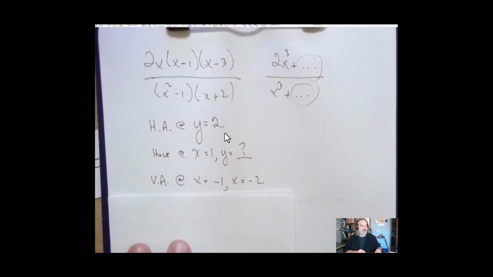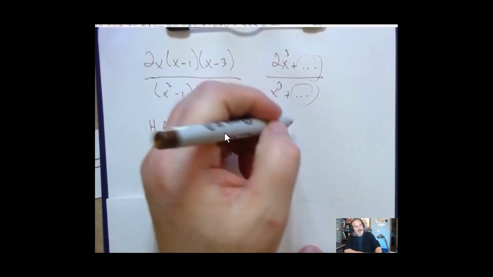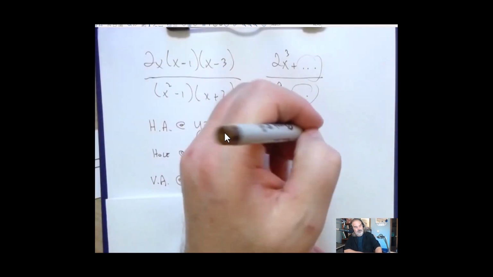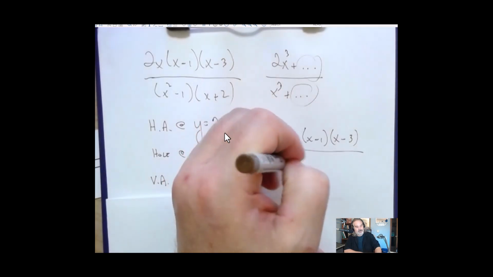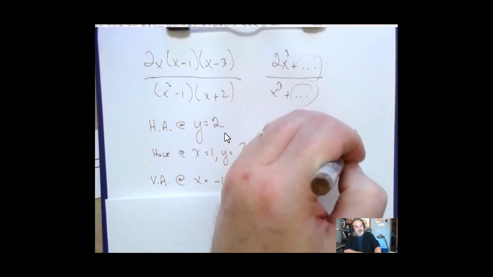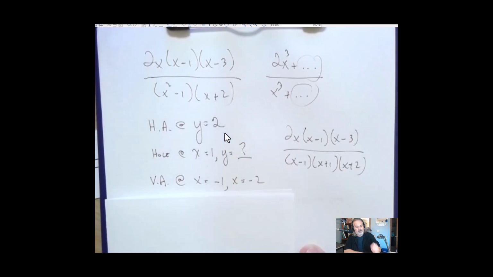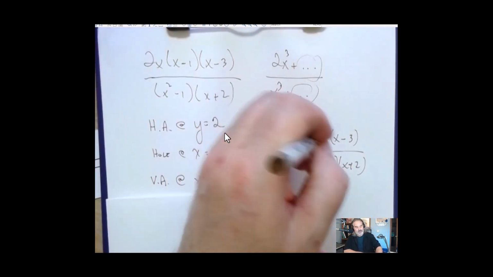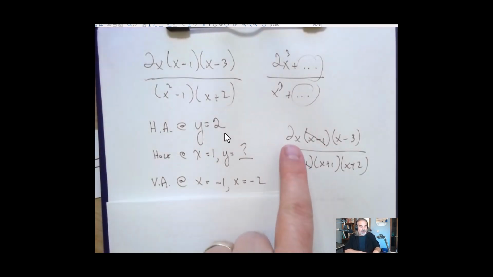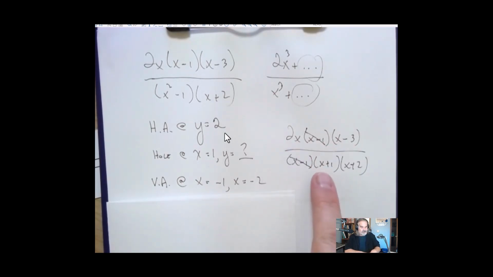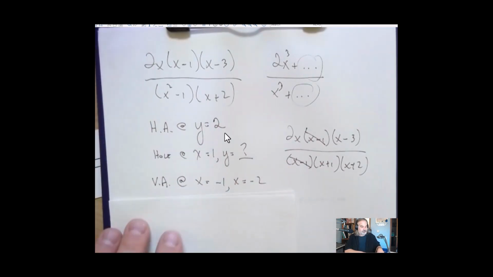Vertical asymptotes at -1 and -2. Here, let me write this down just to be safe. The numerator looks like this. The denominator, when it's totally factored, looks like this. The x minus 1s cancel, so that's why there's a hole in the graph at x equals 1. The y value at that point would be 2 times 1 times -2 divided by 2 times 3, so -4/6.